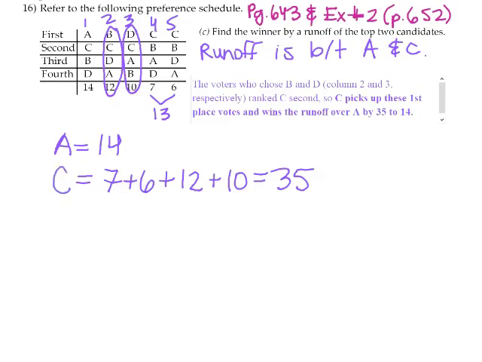So C picks up these first place votes of 7 plus 6, and then C will also pick up the votes from columns 2 and 3, so 12 plus 10. So C will win the runoff over A by 35 to 14. So the winner is group C.